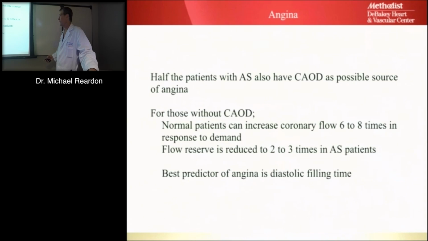So when we look at this, half the people with aortic stenosis that I see, and that you see, also have coronary disease. So for those without coronary disease, normal patients can really increase their coronary flow 6 to 8 times in response to demand. But the problem is once you get AS, your flow reserve drops down significantly. And the best predictor of angina is diastolic dysfunction. There's been all kinds of things looked at, but the best predictor of if you're going to have angina or not is going to be diastolic filling time.